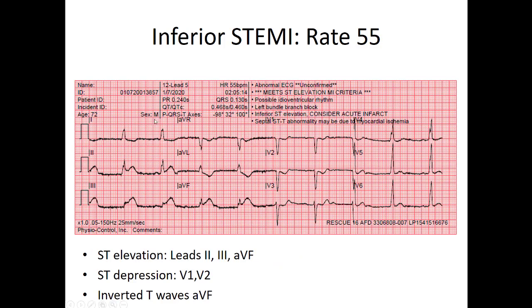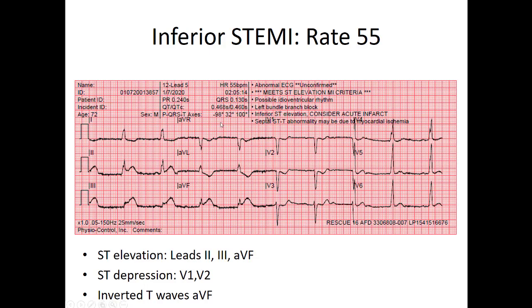And here's another one. This is a 72-year-old with a rate of 55. I look for P waves before every QRS. Do I see them? I see one here, but they're definitely not before every QRS. Maybe there's one here, but pretty irregular, right? How's my QRS? It's 130, so this is a wide complex bradycardia with a rate of 55. I'd call this fairly regular, kind of marches out, huh? So wide complex bradycardia that's regular.